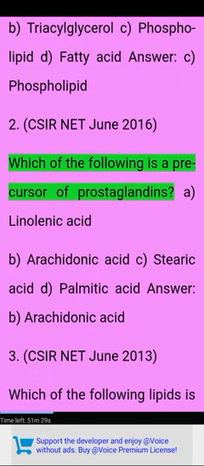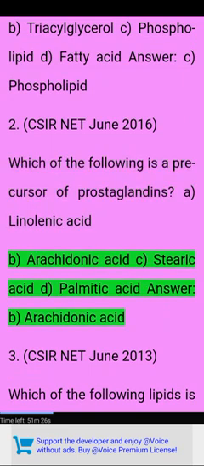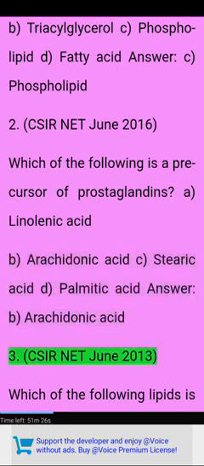2. CSIR NET June 2016. Which of the following is a precursor of prostaglandins? A. Linolenic acid. B. Arachidonic acid. C. Stearic acid. D. Palmitic acid. Answer: B. Arachidonic acid.